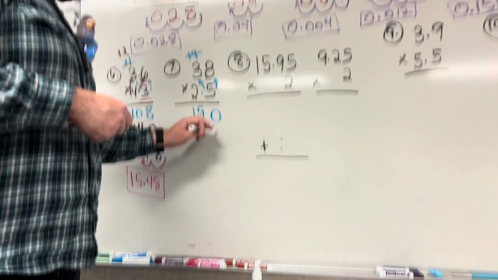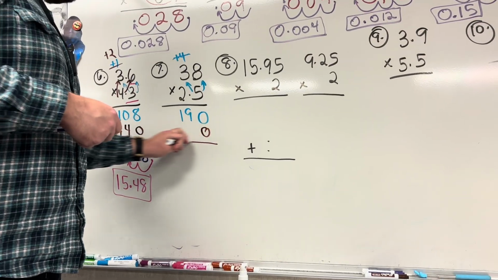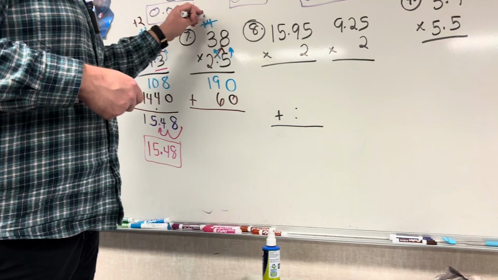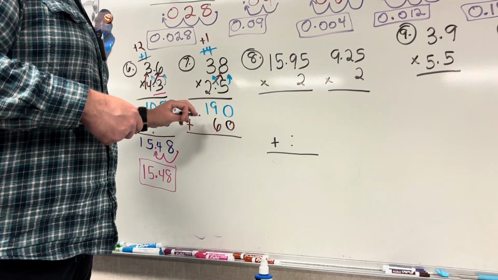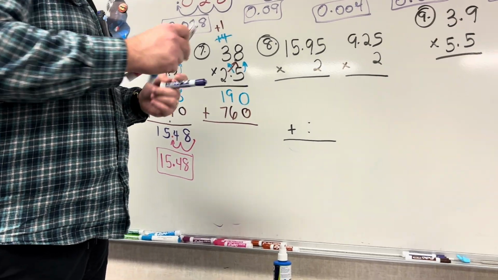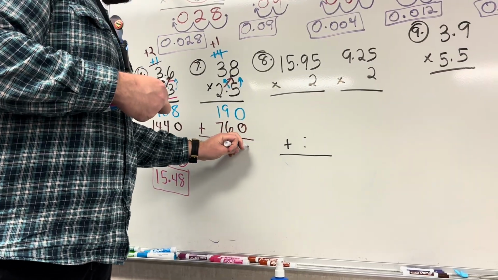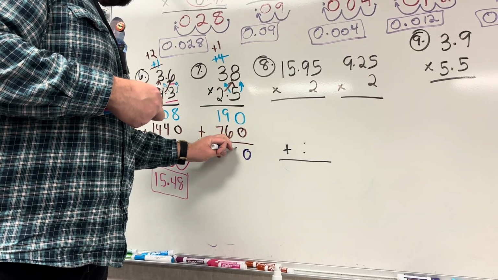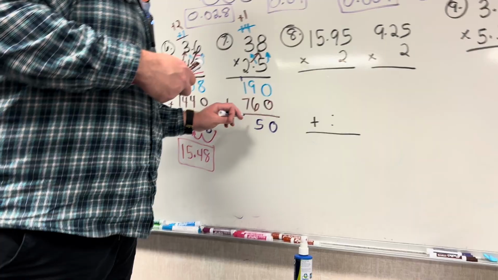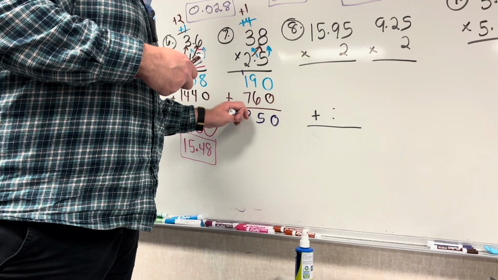Because the 2 is in a new placeholder, I'm going to put a 0. 2 times 8 is 16. Carry the 1. 2 times 3 is 6, plus 1 is 7. Now I have to add my partial products. 0 plus 0 is 0. 6 plus 9 is 15. Carry the 1. 7 plus 1 is 8, plus that extra 1 makes it 9.